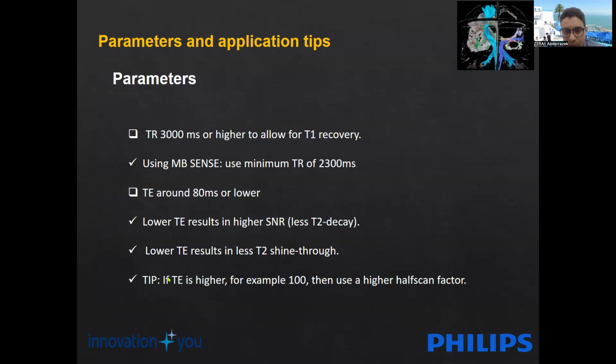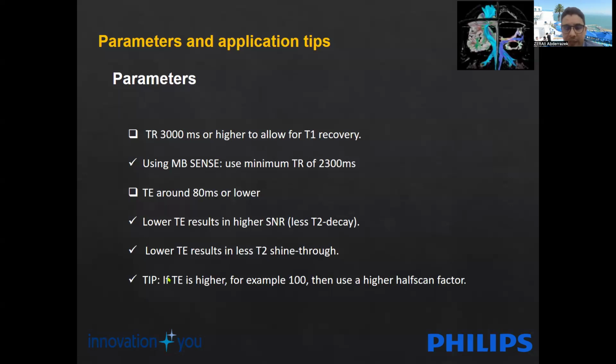Also, for good resolution, multiband SENSE in Philips machines is the same as, for example, simultaneous multi-slice in Siemens. So it's advisable to use a TE around 80 milliseconds or a little bit lower. A lower TE can give you a higher signal to noise ratio and less T2 decay. Also, there is a little bit less T2 shine-through with the lower TE. If the TE is higher, for example around 100, then use a higher half scan factor.